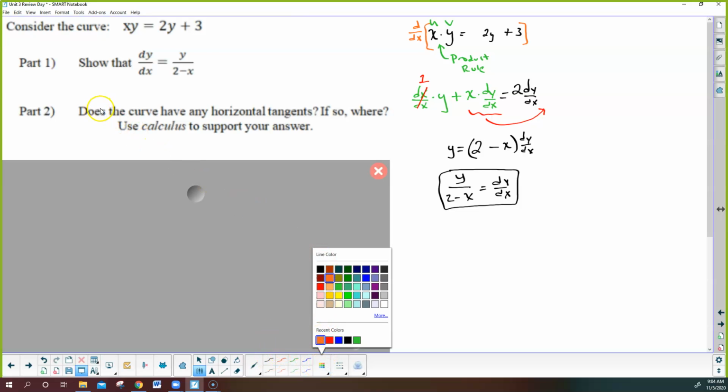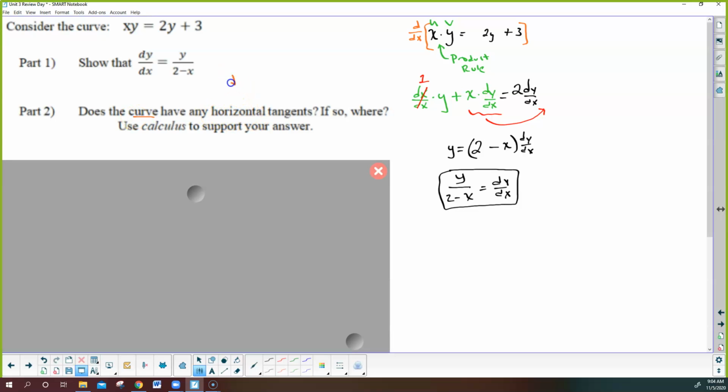Well, now we want to figure out in part two, does this curve, which by the way, they gave you the answer, so you should always refer to their answer if yours is different, have any horizontal tangents? Well, what do we need to know? If it has a horizontal tangent, that's when the derivative is equal to zero. We're not plugging in zero. We're saying that this whole derivative is equal to zero. So I'm going to give you a minute to solve this and see what you get.